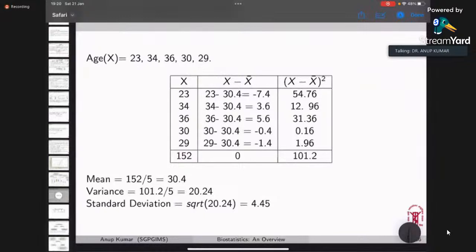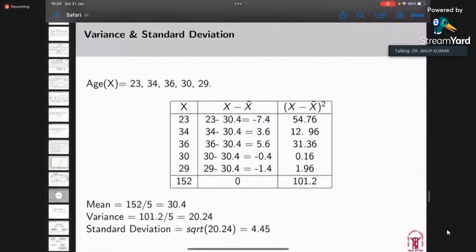Now, one more very important measure of dispersion, how data is dispersed, how much variation, how much variability there is in the data, is measured in terms of variance and standard deviation. If you look at the simple mathematics behind obtaining the variance, just look at this example. There are 5 employees in a particular office, and their ages are 23, 34, 36, 30, and 29. You want to calculate the standard deviation, how much variability is there in this data.